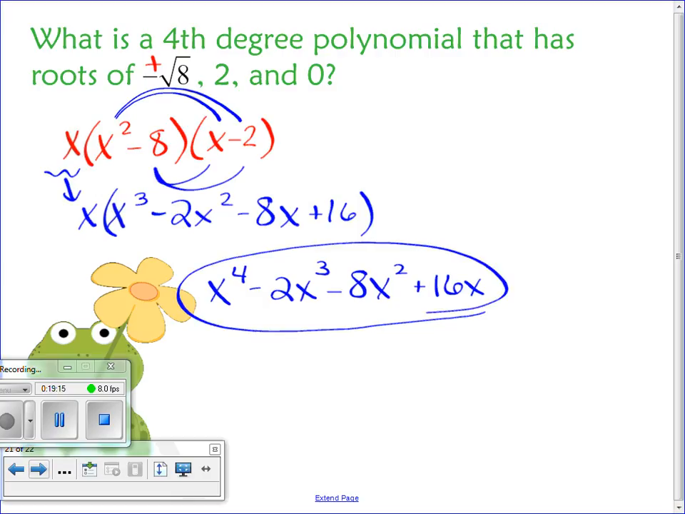Is there a catch? Is there going to be a catch? No catch. 0, 0, 0, 0. Okay, what if I gave you 0, 0, 0? It'd be x to the third. Done. No, really, this is it.